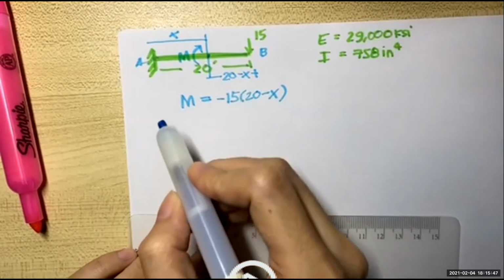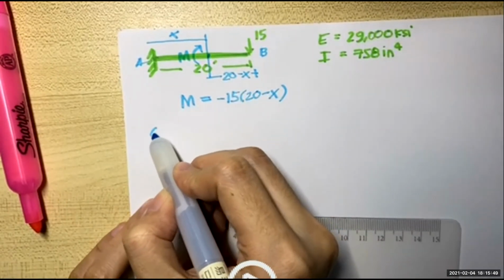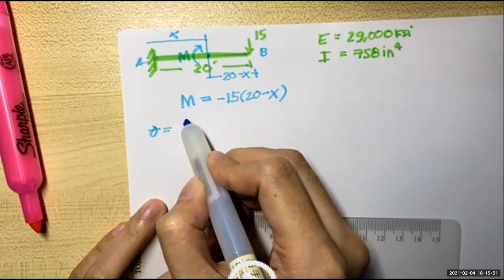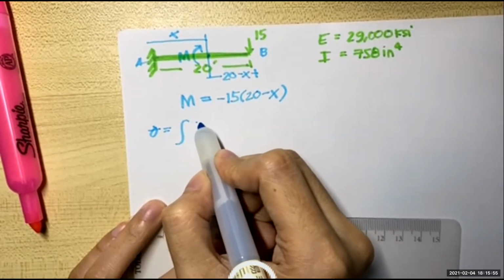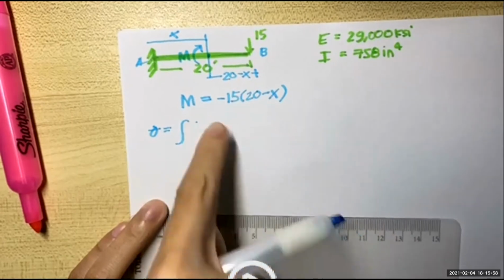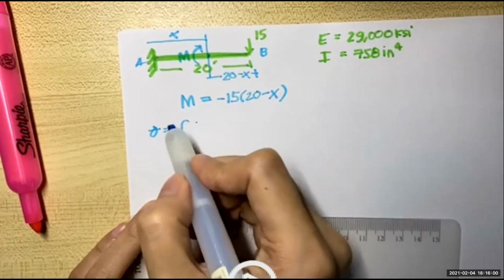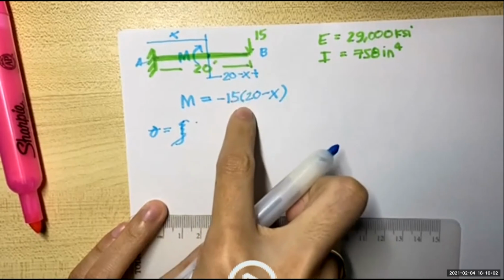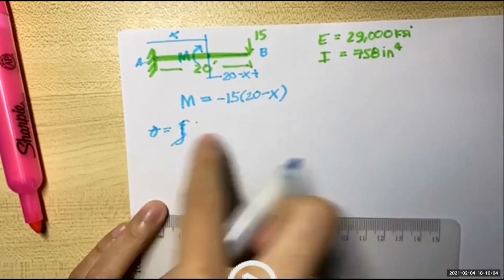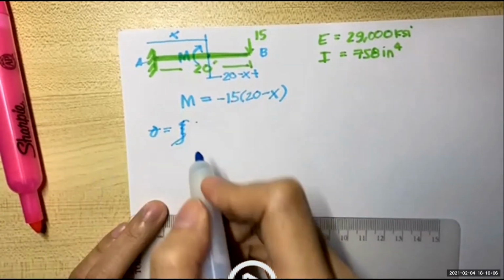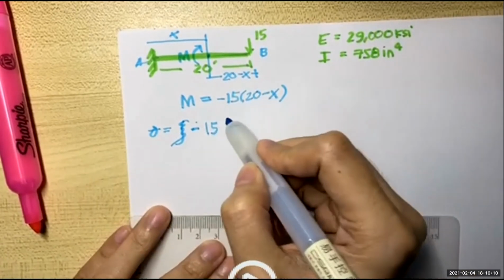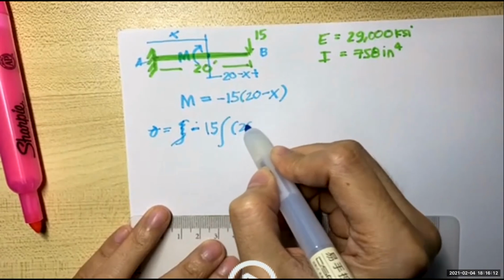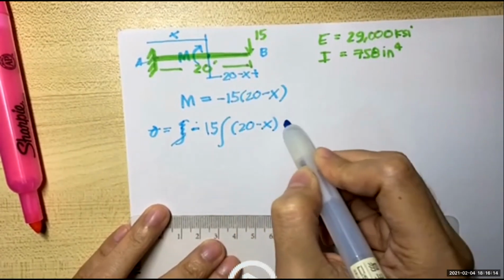Now, you have slope is equal to the integral of this negative 15. Since constant yung 15, no? Erase ko to. Since constant yung 15, pwede nyo na siyang i-factor out, ilabas nyo sa integral sign. So you have negative 15, para madali, integral of 20 minus x dx.